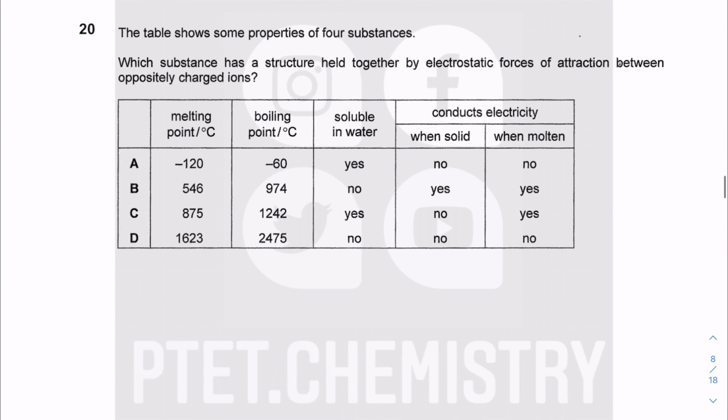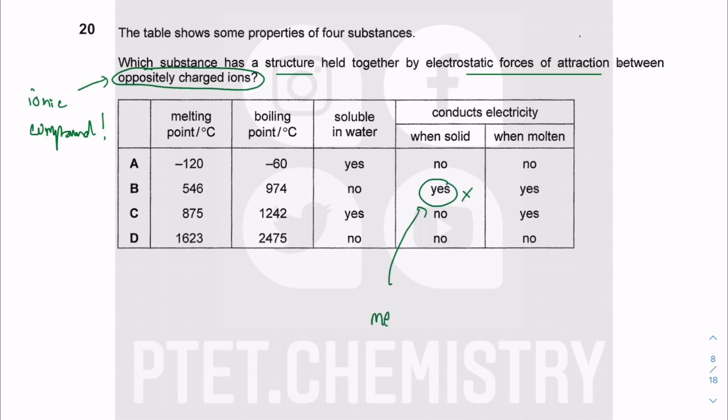Question 20, this is the last question of this MCQ in this paper. So we have properties of 4 substances. We are looking for a structure which is electrostatic force of attraction between oppositely charged ions. So we're looking for an ionic compound. We are looking for cations and anions. All right, so conduct electricity when solid.